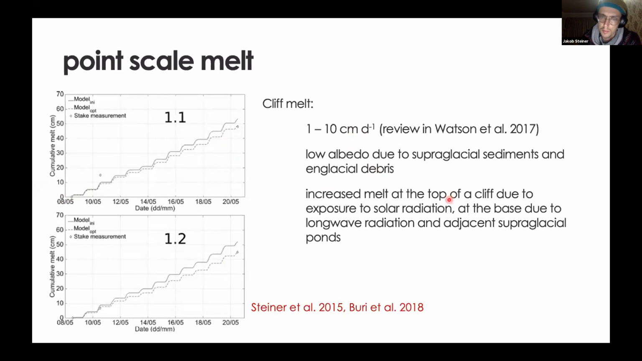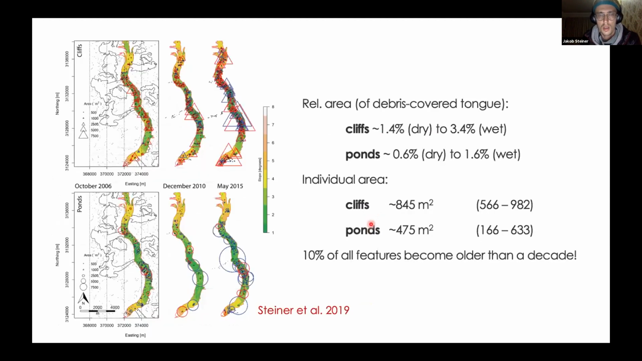And we see a lot of exposure to solar radiation at the top, but at the base of the cliff, like where this overhang was as well, there is long wave radiation from the surrounding terrain, and also subaqueous melt from adjacent supraglacial ponds. But now it's a question, how many of them are really in space?